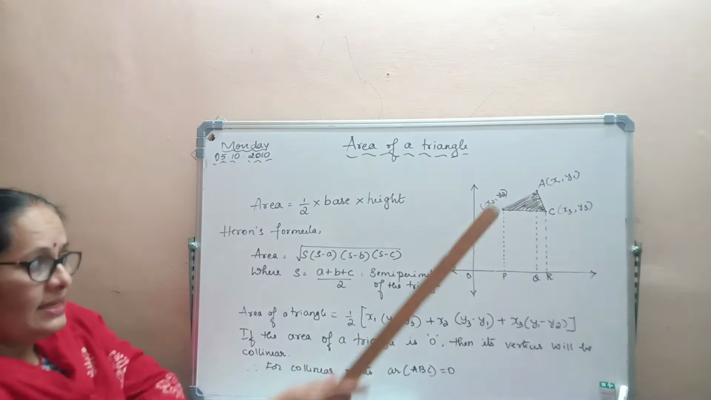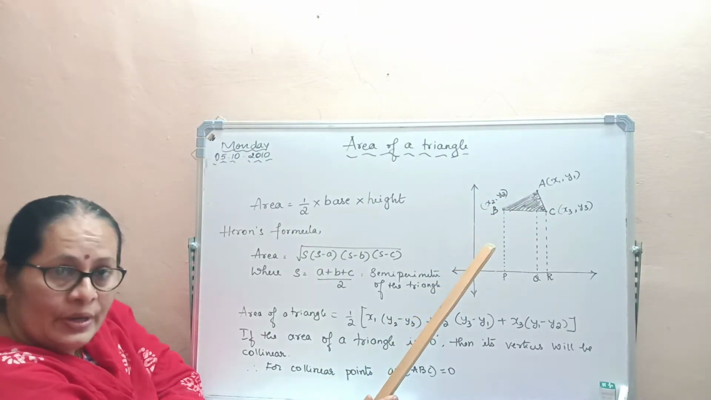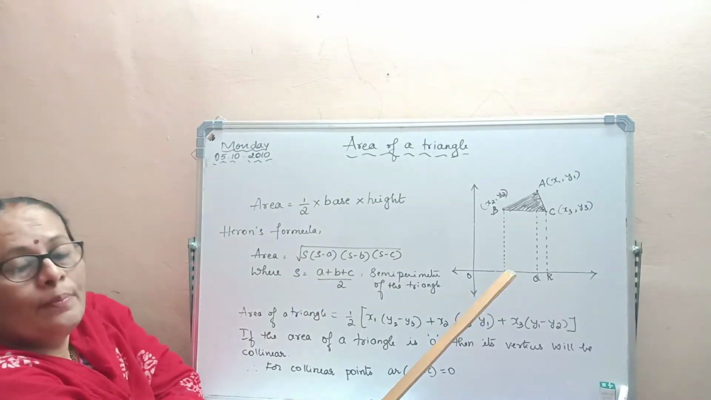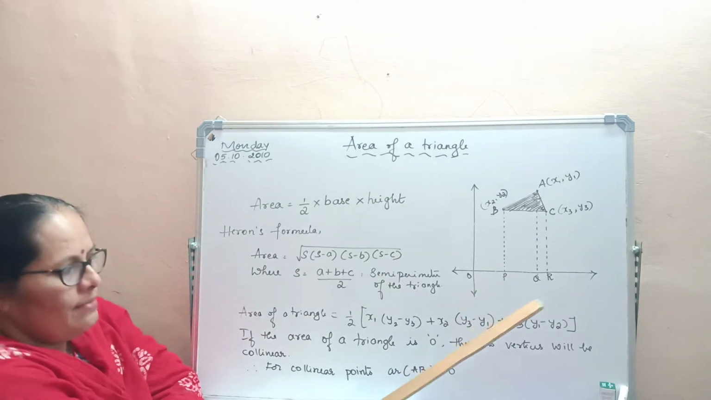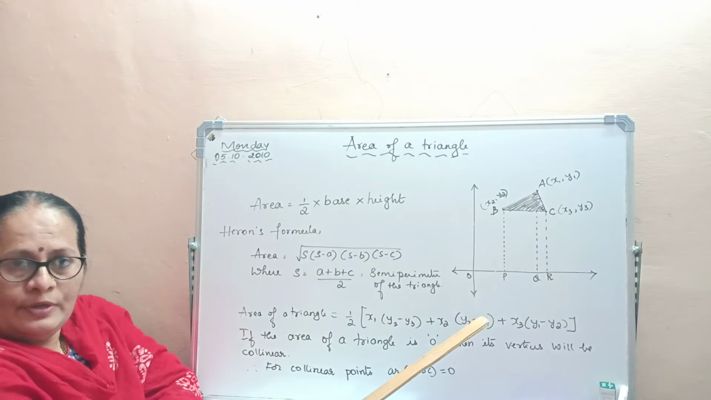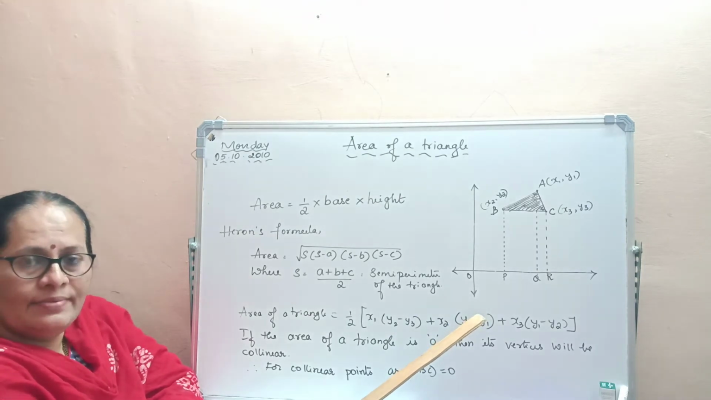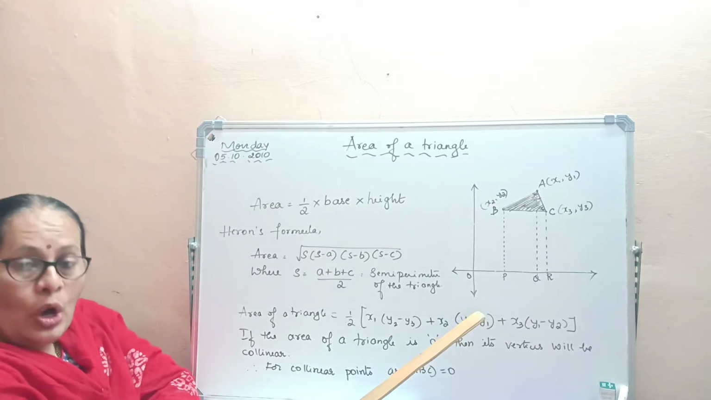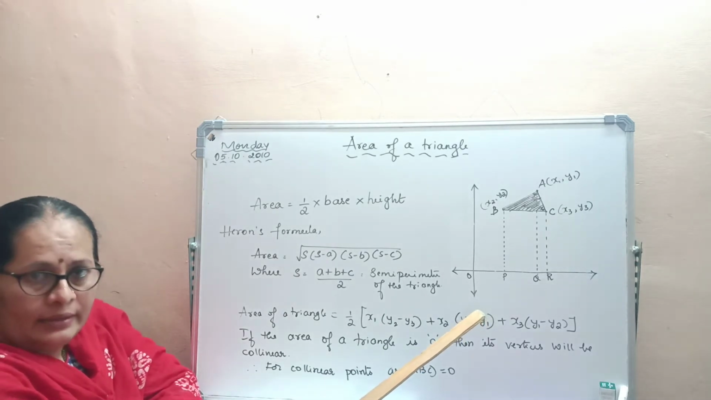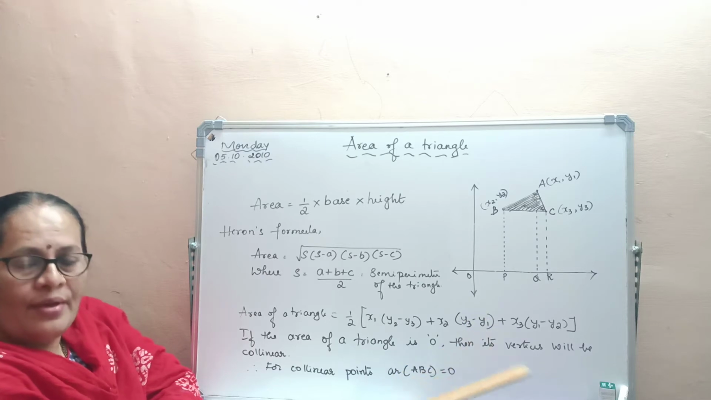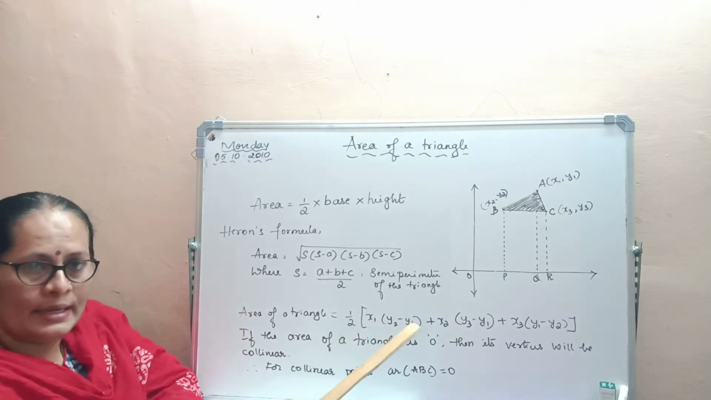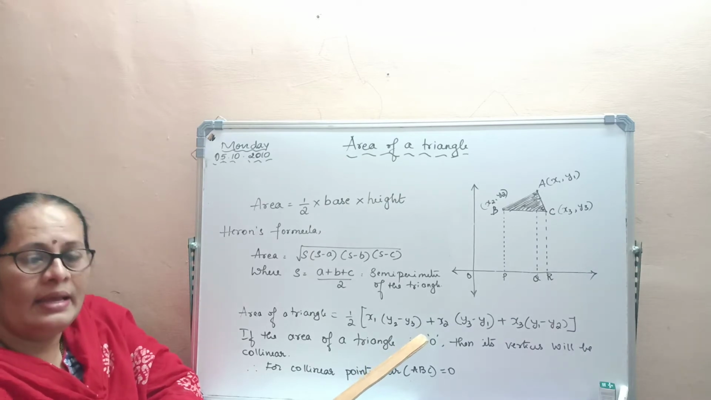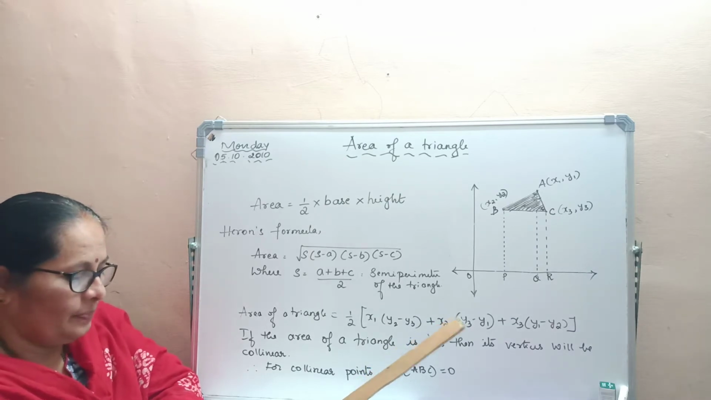Using this area formula we can also find the area of a quadrilateral by joining the opposite vertices. The same formula we can apply. If you join opposite vertices in a quadrilateral, you get two triangles. Then find the area of each triangle using this formula and add them, and you will get the area of the quadrilateral.